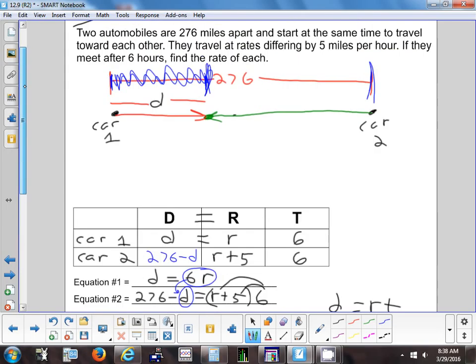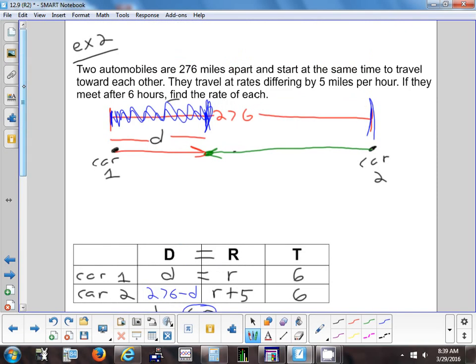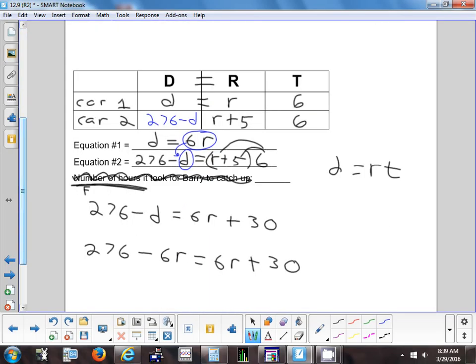Oh no, I'm sorry. That was from the old problem. So once we find our speed, we're done. Find the rate of each. Okay, I'm sorry about that. So find rate, and then I'll just put car 1 and car 2. We're going to know that in a second, and then we're done.